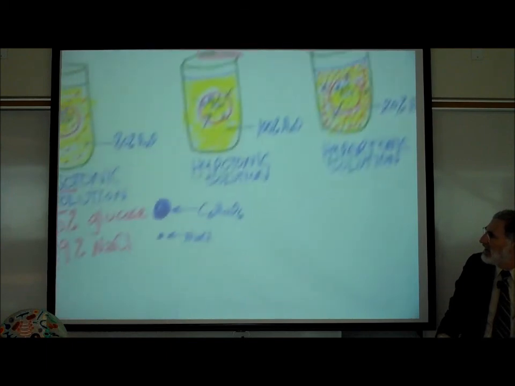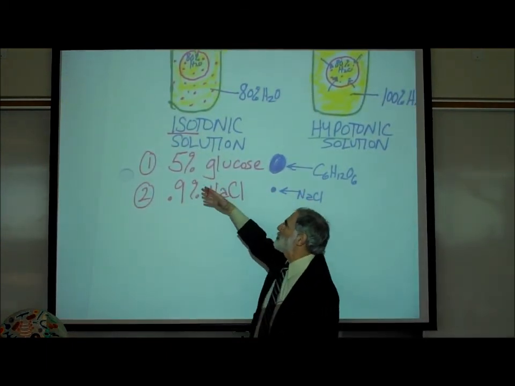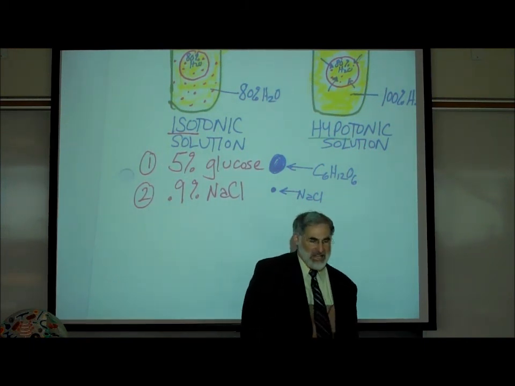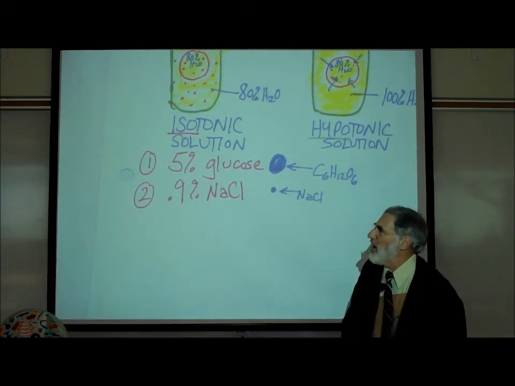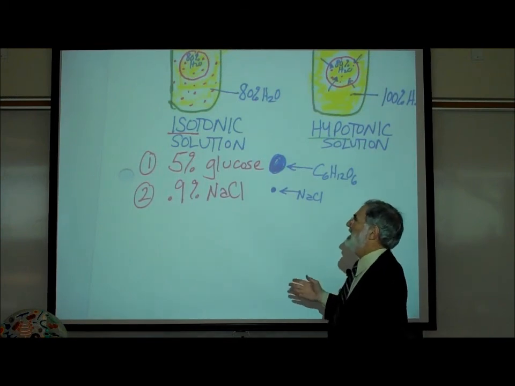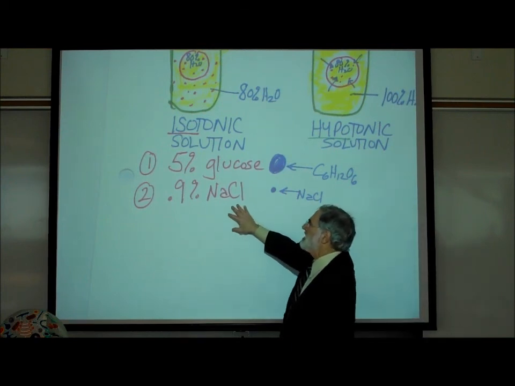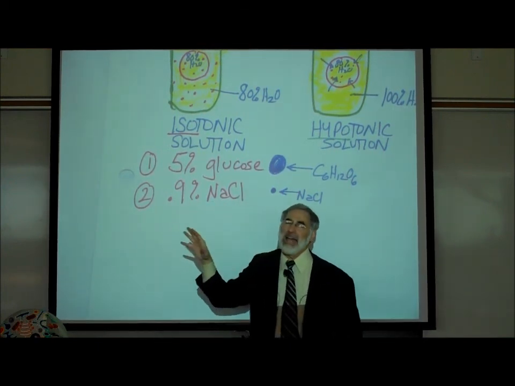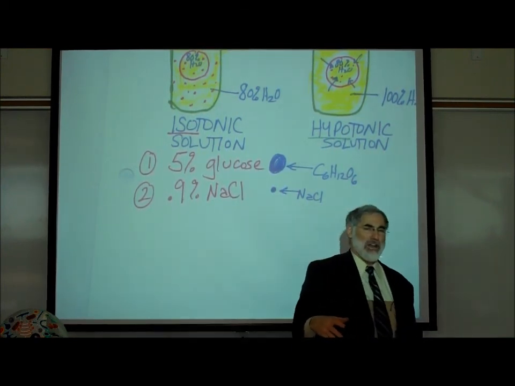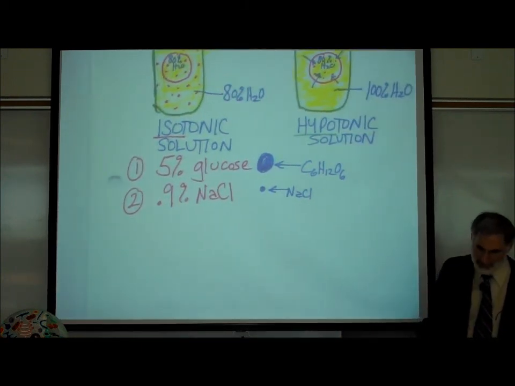And again, any sugar solution with more sugar in it than 5% glucose, 5 grams of glucose in every 100 milliliters of water, would be a hypertonic glucose or sugar solution. And any salt solution containing more salt than 9/10 of a gram per 100 milliliters of water would be a hypertonic salt or saline solution.